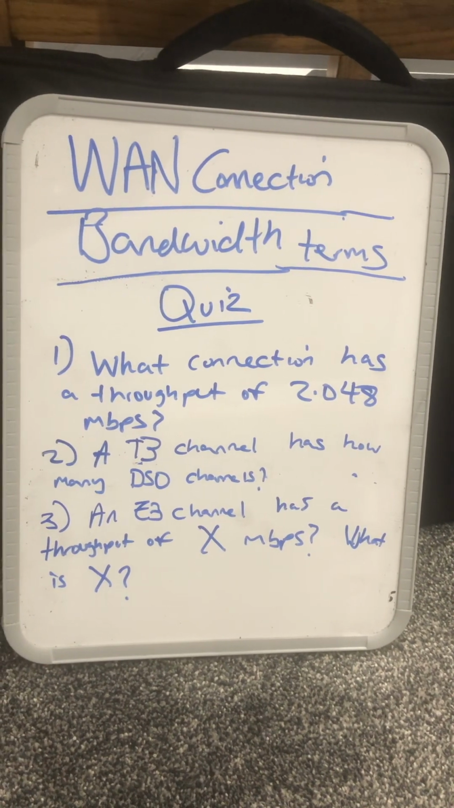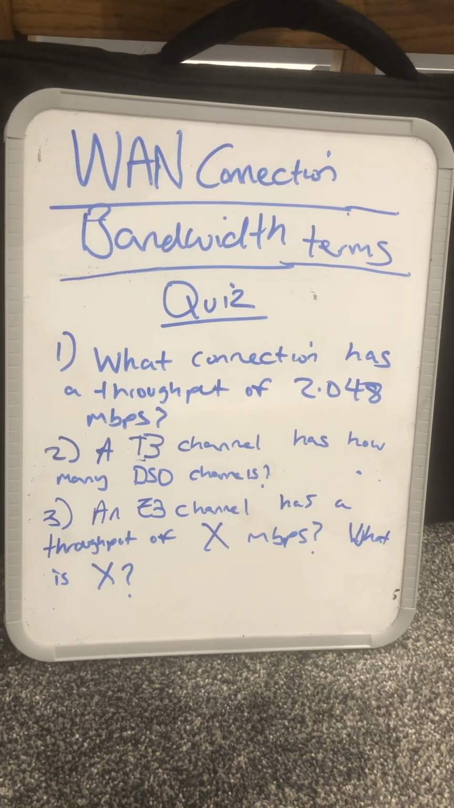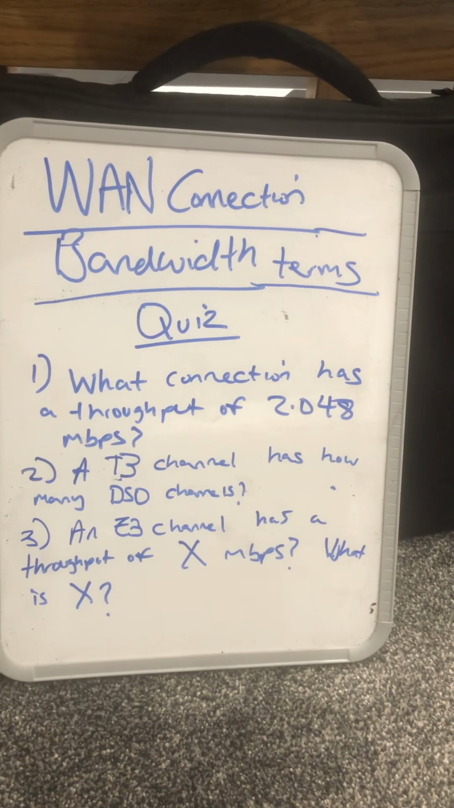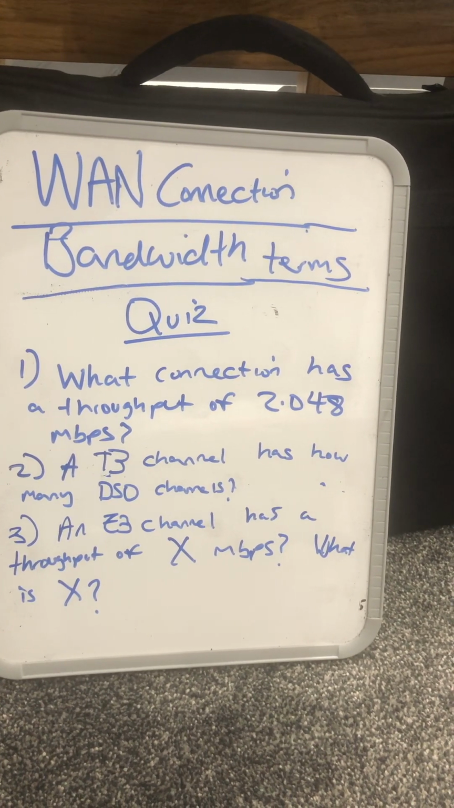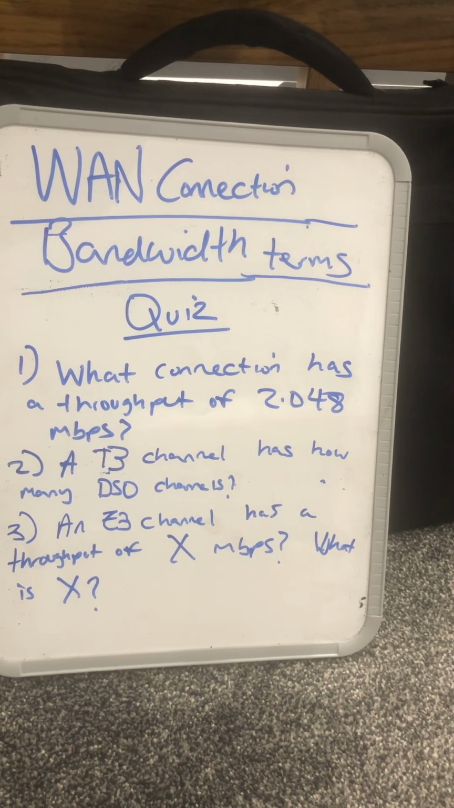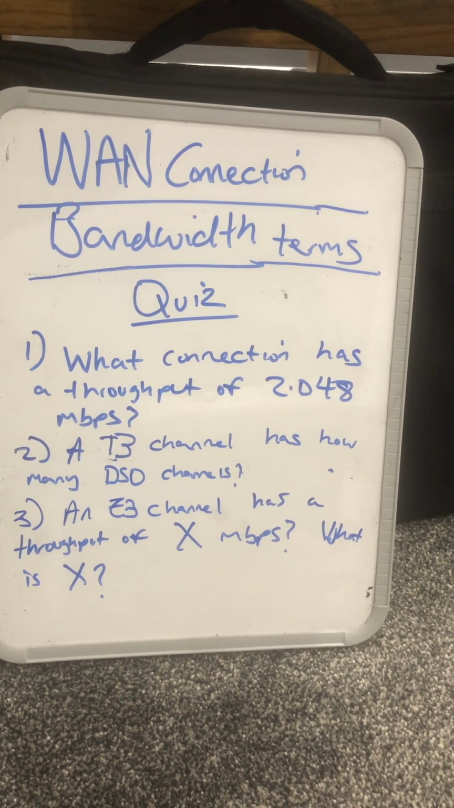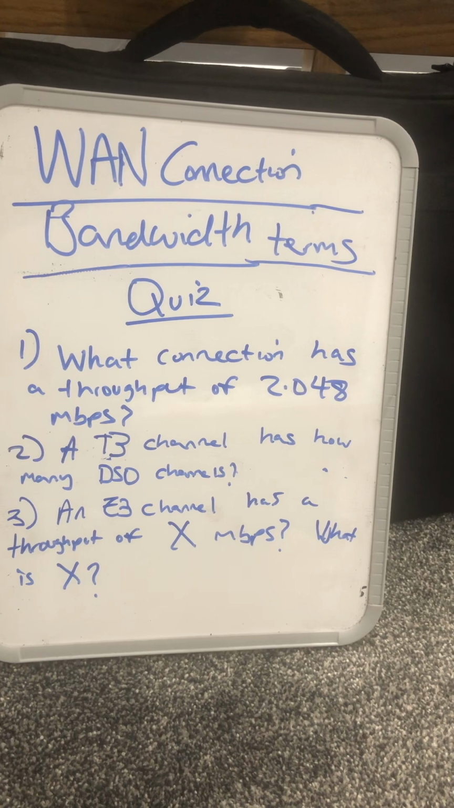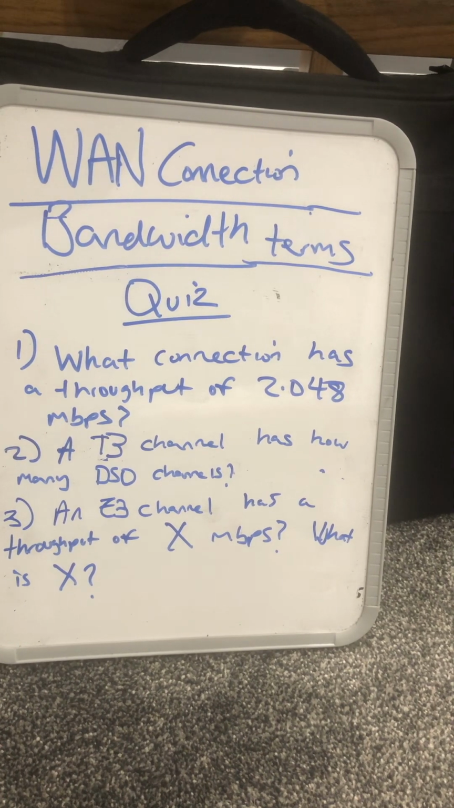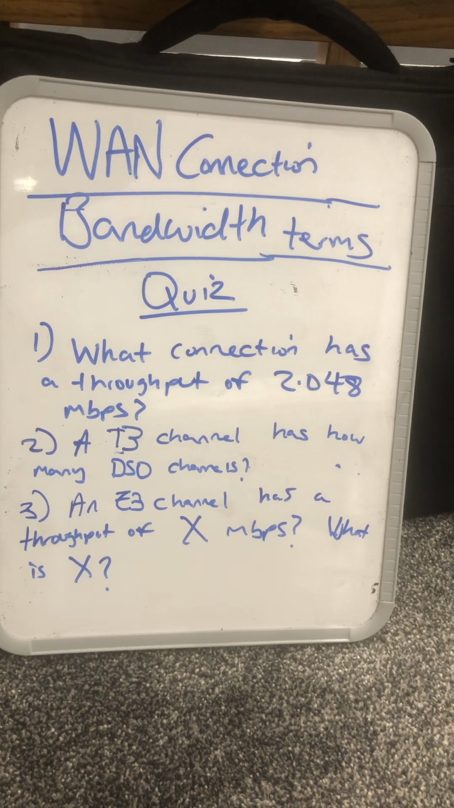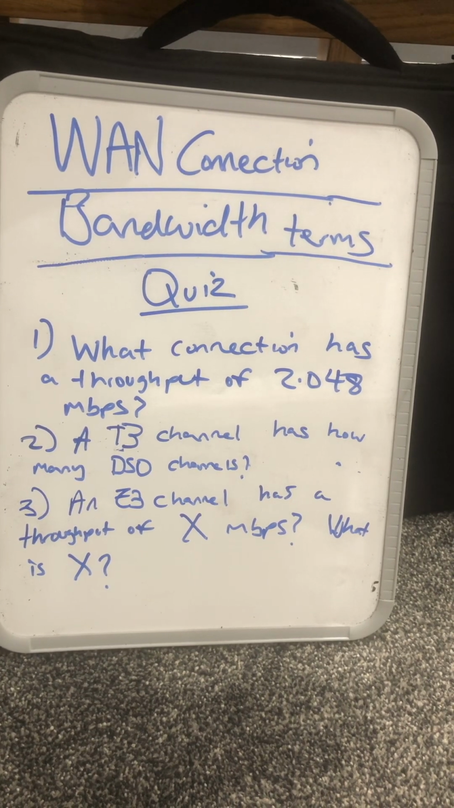Second question. A T3 channel has how many DS0 channels? Again, pause the video, have a think, and then replay the video when you're ready. And number three, an E3 channel has a throughput of X megabits per second. What is X? Pause the video, have a think, and come back to it.